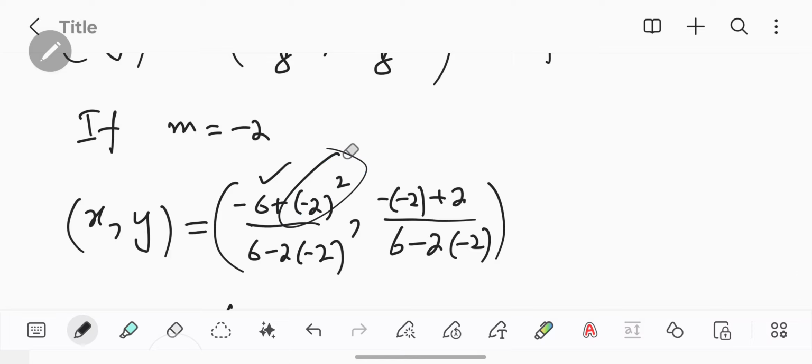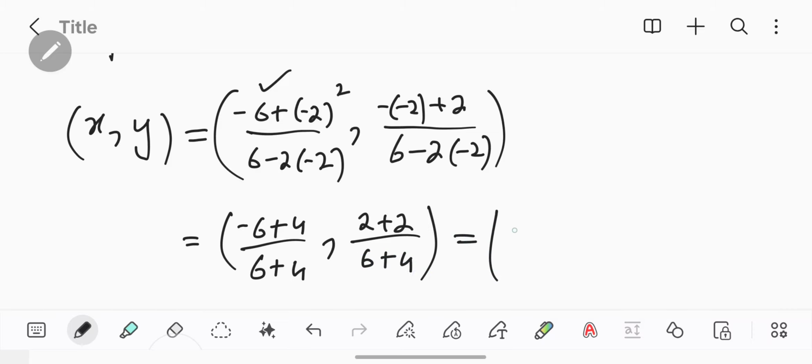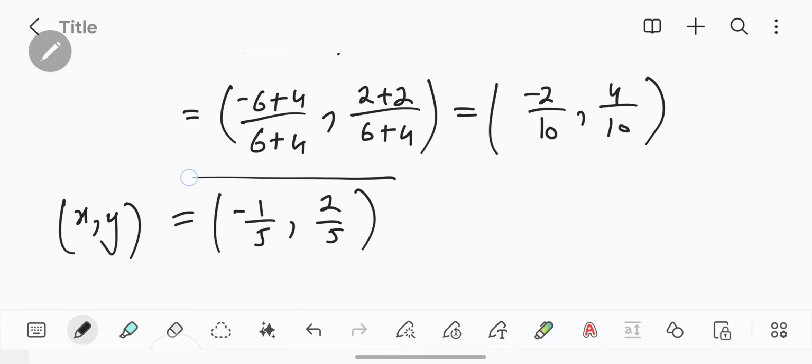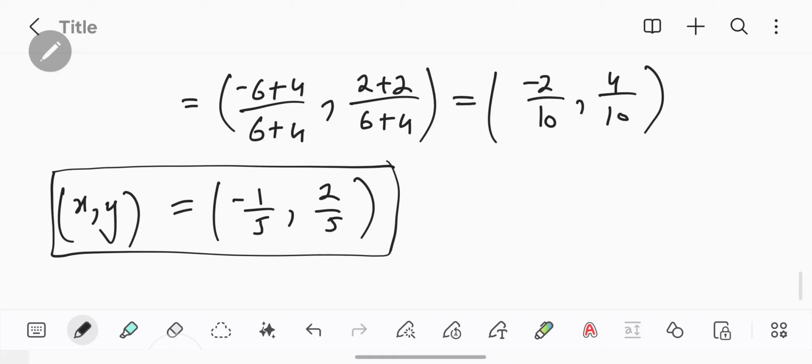Minus 6 plus 4, because square of minus 2 is plus 4. So minus 6 plus 4 over 6 plus 4. Again 2 plus 2 over 6 plus 4, which is actually minus 2 by 10 and 4 by 10. In other words, we have minus 1 by 5 and 2 by 5. So these are the two solutions. These are the two possible solutions for the system.